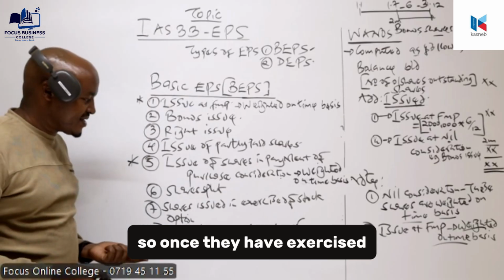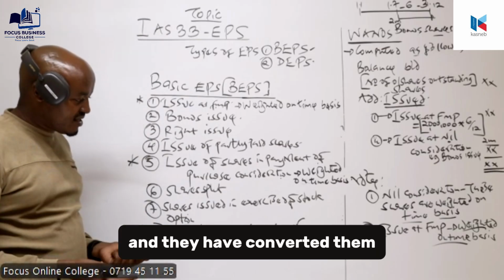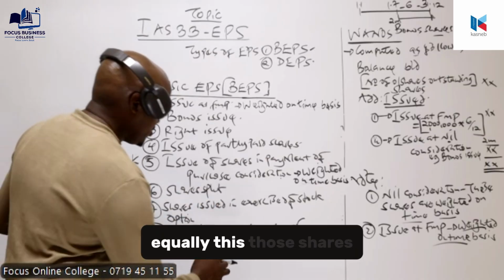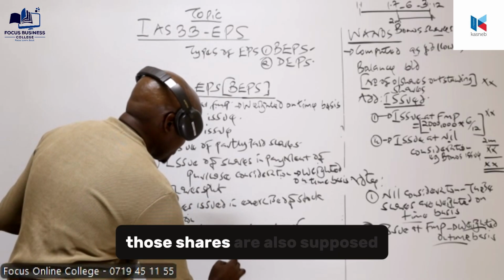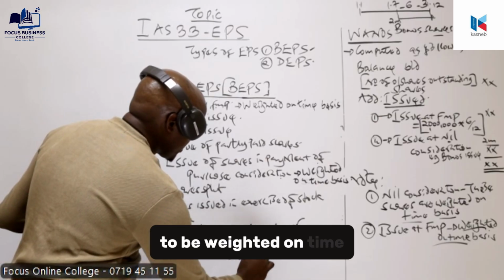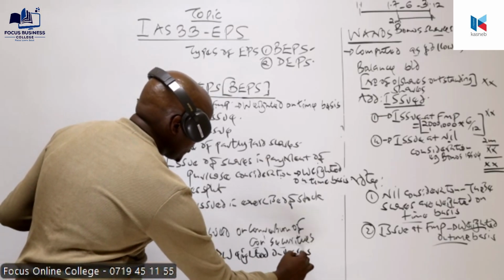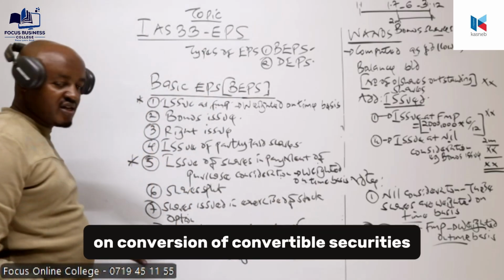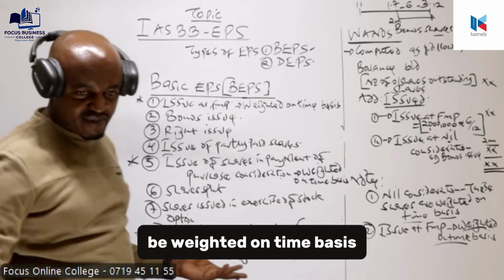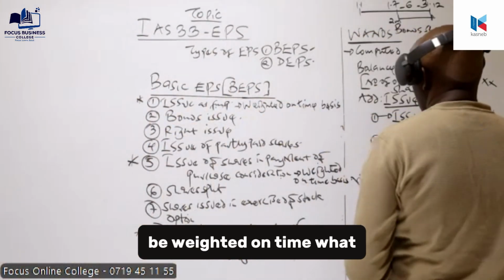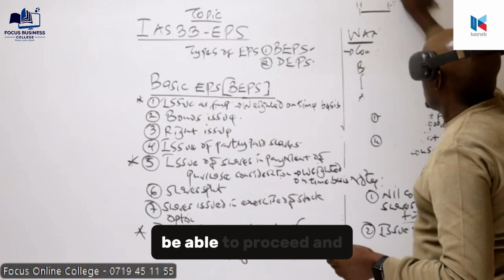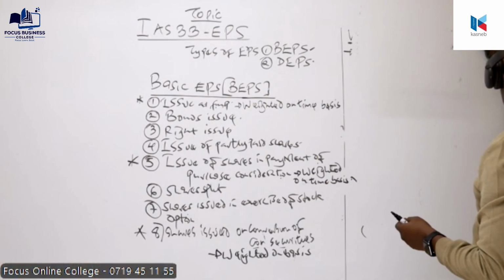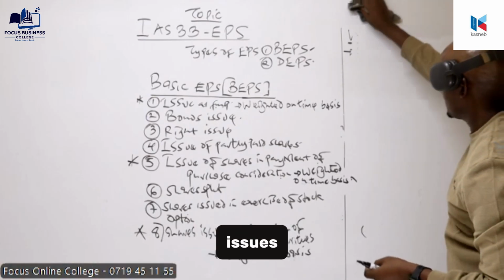So once they have exercised that conversion right, and they have converted them into ordinary shares, those ordinary shares which will be issued to them on conversion are also supposed to be weighted on time basis. Those shares which will be issued by the company on conversion of convertible securities are also supposed to be weighted on time basis. I think now I can proceed and explain how we treat these other types of issues.